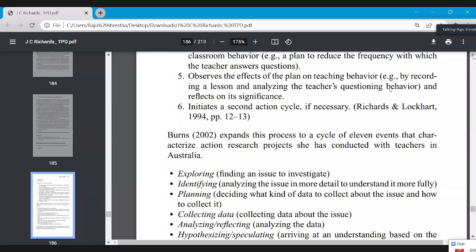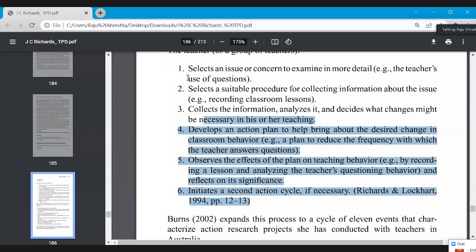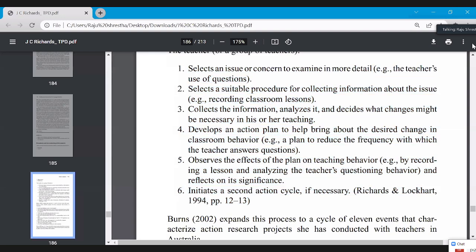If asked what steps you follow, these five. Select an issue, select suitable research tool to collect information, then collect information, analyze and decide what further steps to use. Develop action plan, observe it. Here act is missing, so after developing the action plan, implement the plan, observe the behavior, reflect and initiate if necessary. You can write this much in steps, or also in the form of sentences. These are the steps.